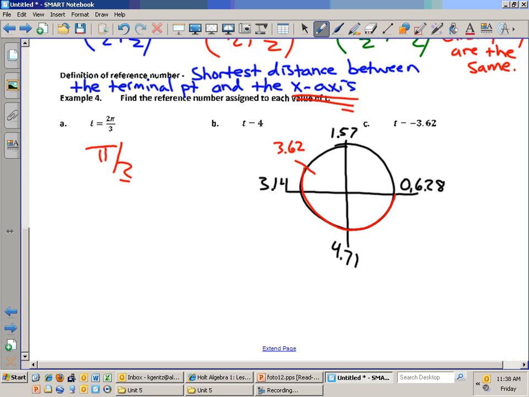So how far past 3.14 did I go? 3.62 minus 3.14 is 0.48.